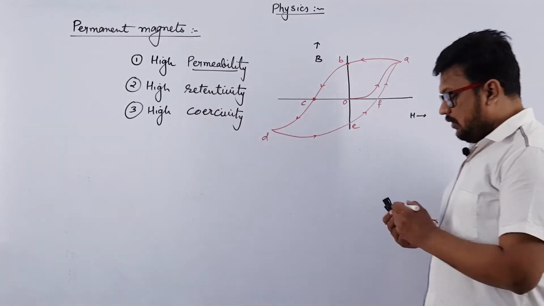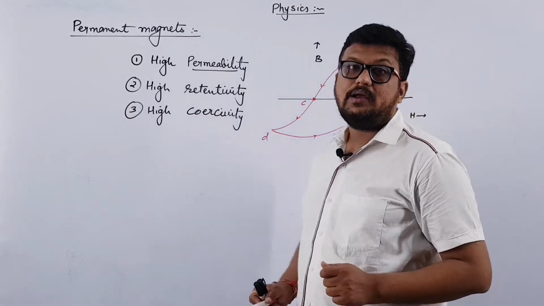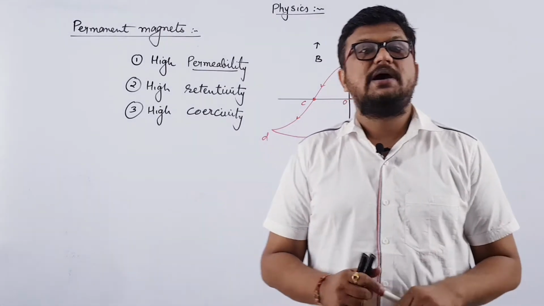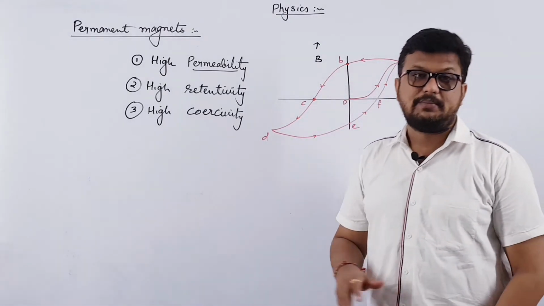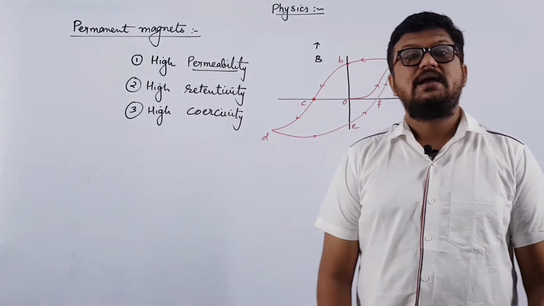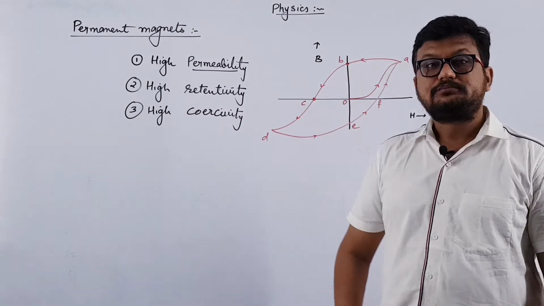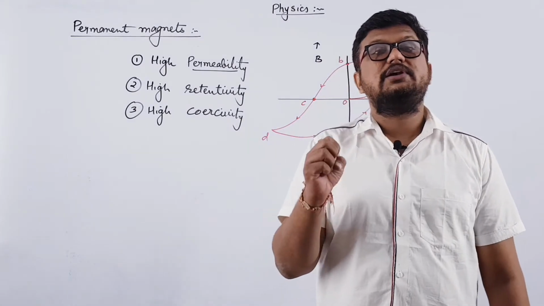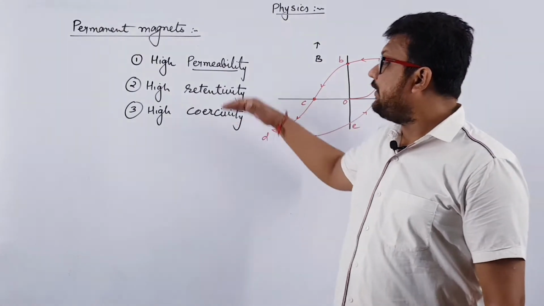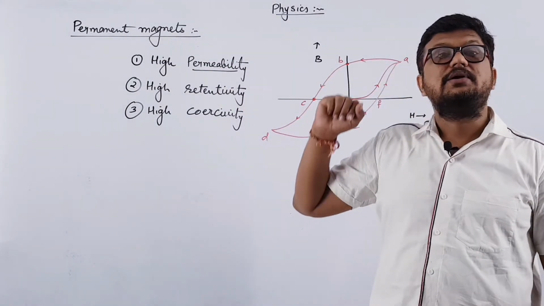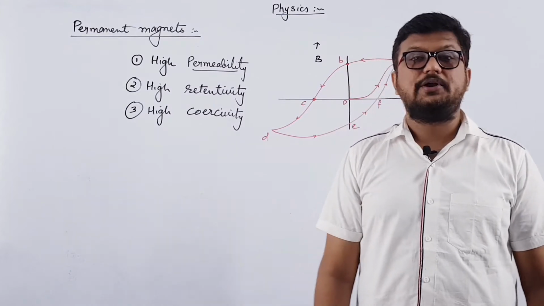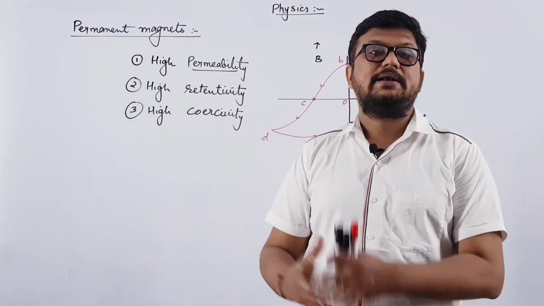So if we are selecting a material in order to make it a permanent magnet, then we have to keep these three things in mind: that the material should have high permeability, high retentivity and high coercivity, so that the material will remain magnetized for a longer period of time. If the material has these three qualities, then it will retain its magnetic property for a longer period of time, or it will remain a permanent magnet, right?